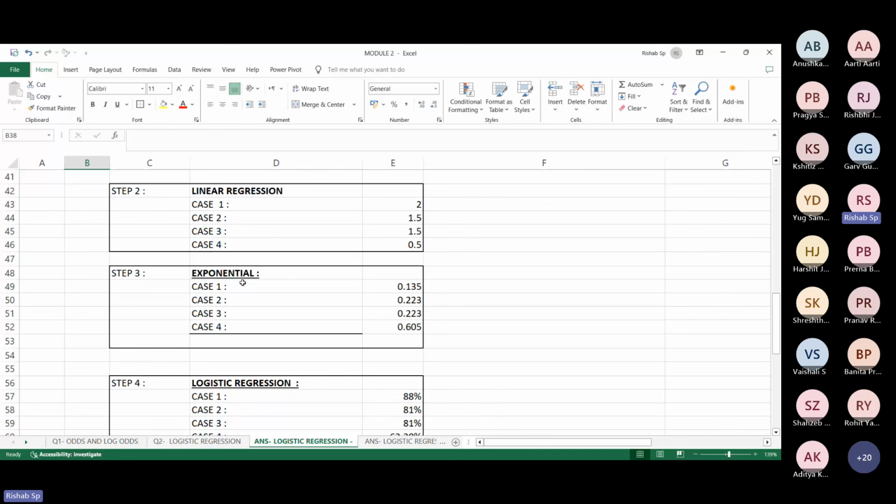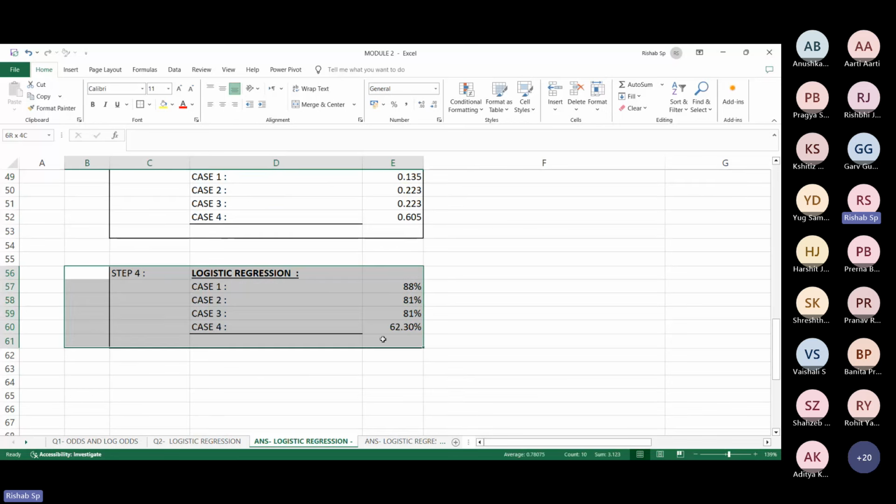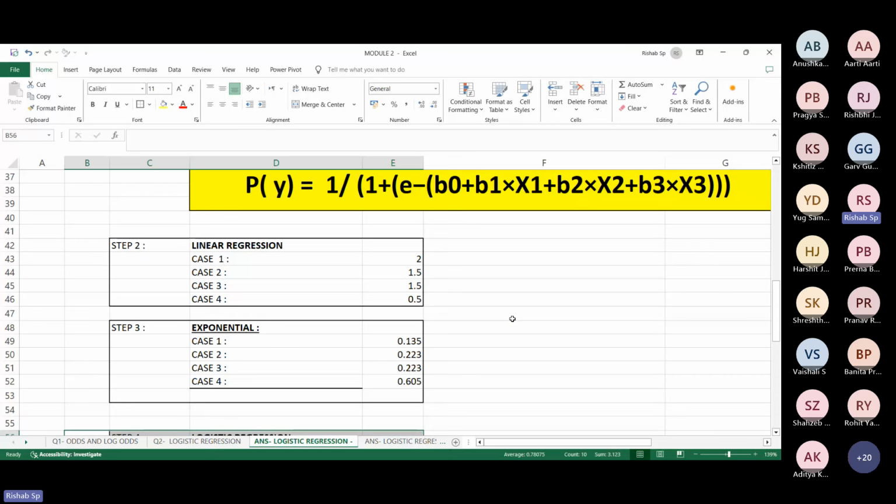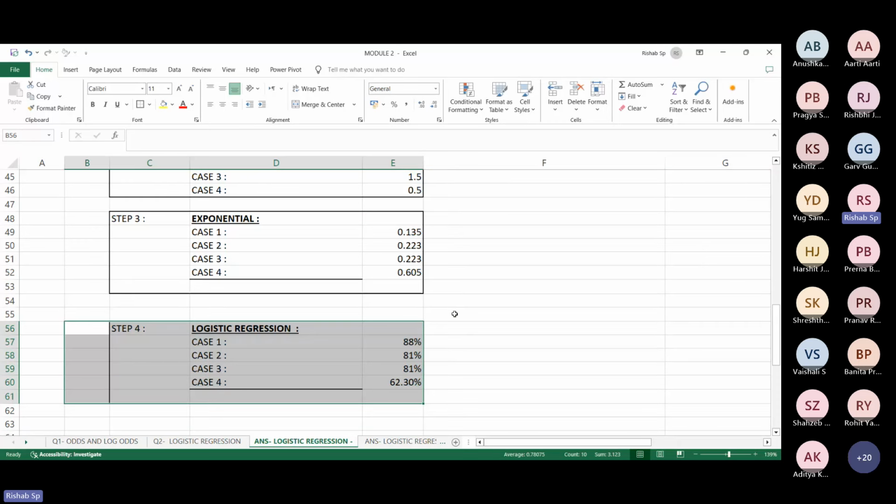So you enter the negative number, click on the equal button, then you will get the negative value. Make that into e raised to x. So you'll get the exponential value. Then logistic regression: 1 divided by 1 plus the value you have here. So 1 divided by 1 plus 0.135. So you'll get the answer for the logistic regression.